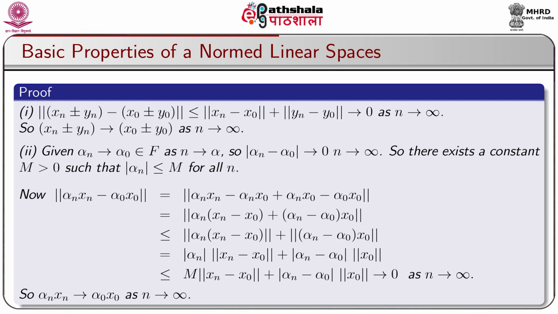which tends to 0 as n tends to infinity, because modulus of alpha n is less than or equal to M, because it is convergent. So, there exists a constant M such that modulus of alpha n is less than or equal to M. So, alpha n xn goes to alpha naught x naught as n tends to infinity by the assumption that modulus of alpha n minus alpha naught tends to 0 as n tends to infinity, because alpha n goes to alpha naught as n tends to infinity is given.